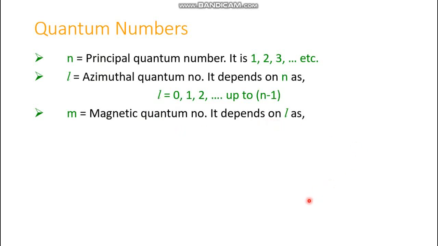This m in turn depends upon the value of l, as starting from minus l via 0 to plus l. Suppose l has the value 1, then it will have minus 1, 0, plus 1. Suppose l equals 3, so it will have the values minus 3, minus 2, minus 1, 0, plus 1, plus 2, and plus 3. This way we have to write the values of the different magnetic quantum numbers, and each value indicates one orbital, and each orbital contains two electrons.